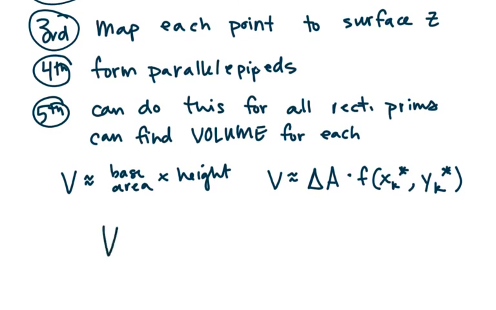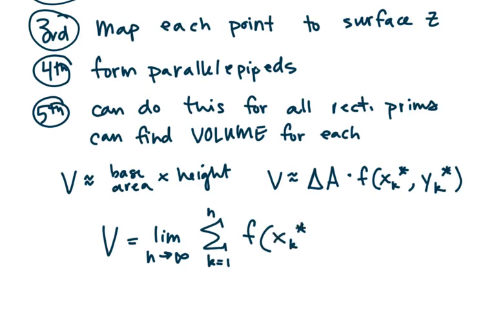So if I've done this for all of my rectangles, then I can sum them. This is the volume for one rectangle, so the volume for that entire region is going to be the sum of all those rectangles. So we would say the limit as n approaches infinity of the sum from k equals 1 to n of f of x sub k star, y sub k star, times delta A sub k. So this is my formal Riemann sum definition for volume.